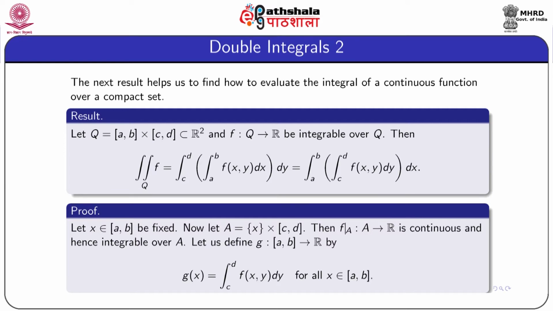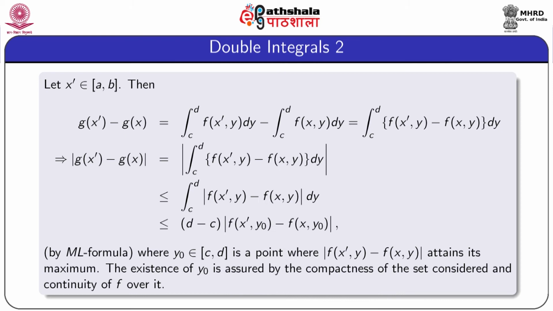Proof: let x be fixed in the bounded closed interval [a, b]. We define A to be the set {x} Cartesian product [c, d]. Then the restriction of f over A is continuous and hence integrable over A. We define g from [a, b] to R by g(x) equal to the integral from c to d of f(x, y) dy for every x.